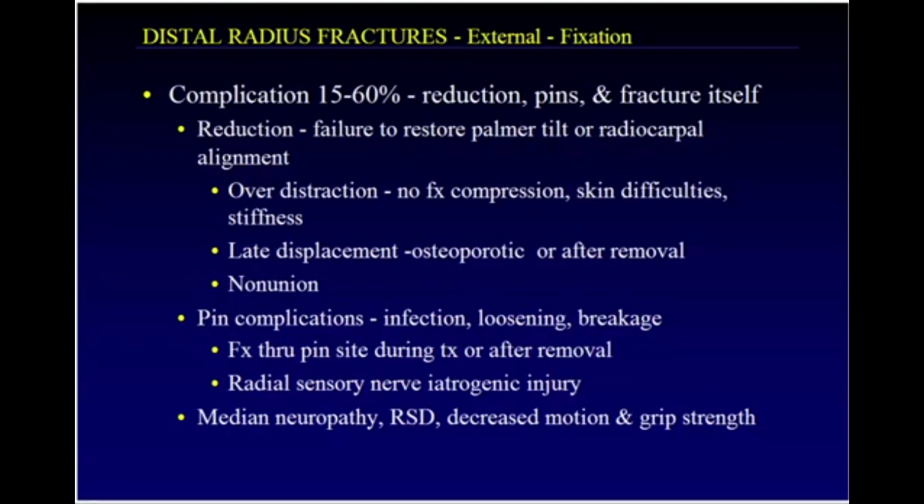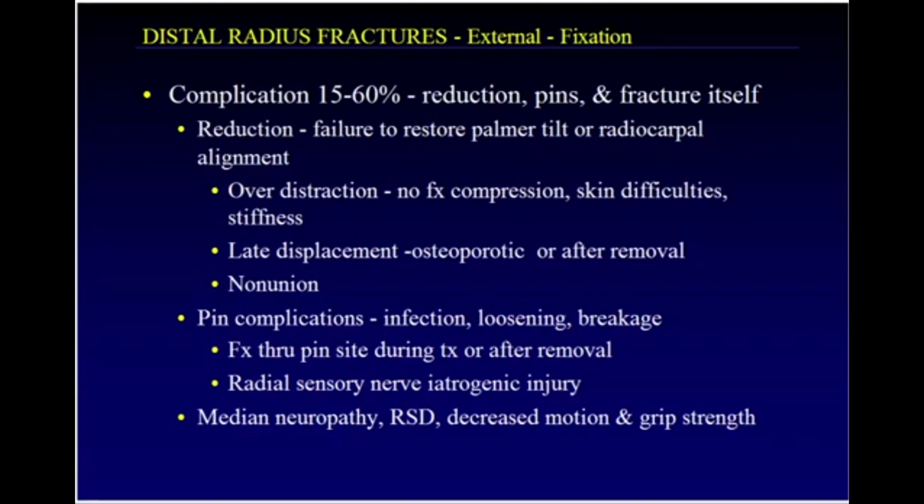Pin complications are listed there. They can occur both with pin insertion. I would strongly recommend that when you're doing your external fixation of distal radius fractures that you place your forearm, your radial shaft pins under direct visualization. Make an incision, visualize the structures. If you've ever been there, you know that it's almost impossible to avoid penetration of either a musculotendinous unit or, more commonly, the superficial radial nerve if you do not place these pins in under direct visualization. So make an incision, make sure you put the pins in properly. Avoid injury to the superficial radial nerve. You can also get median neuropathy, RSD, decreased motion and grip strength as complications of external fixation.